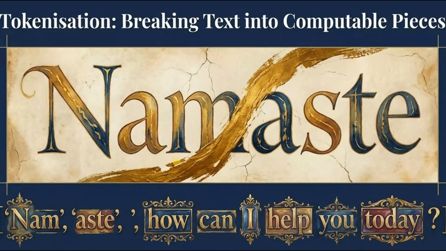Because it affects cost and capacity. Most AI APIs charge by the number of tokens processed, and models have a context window, the maximum number of tokens they can process in a single conversation. Understanding tokens helps you design your prompts and your applications effectively and efficiently.